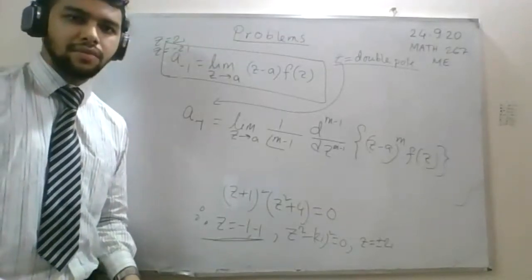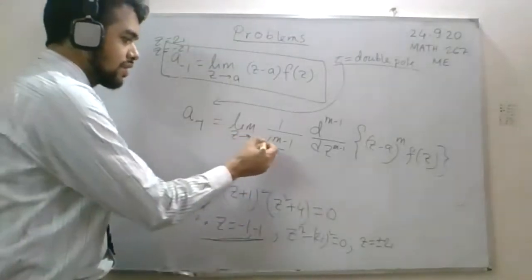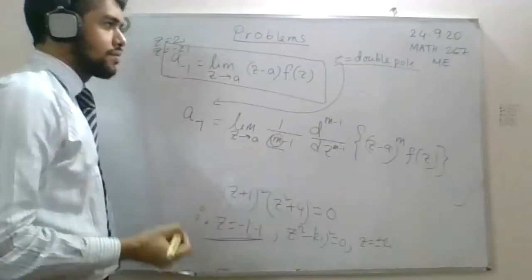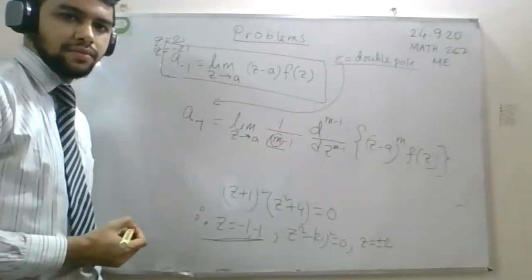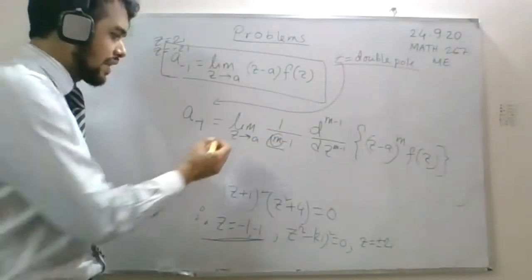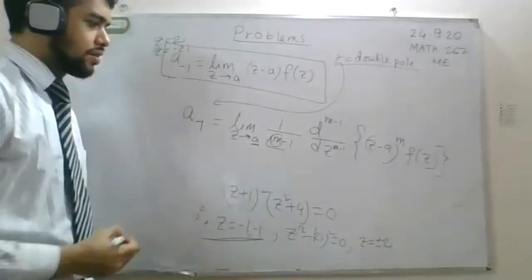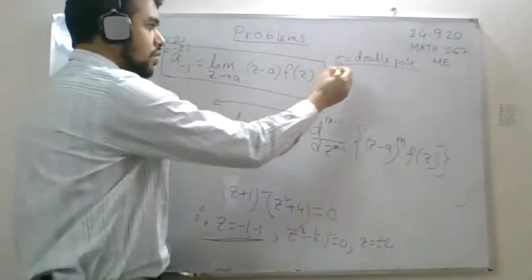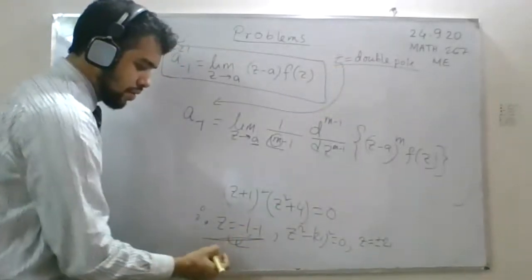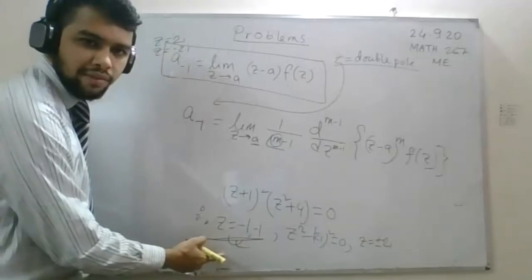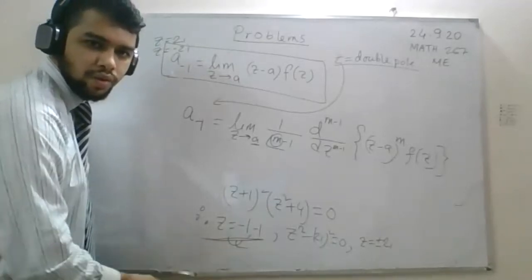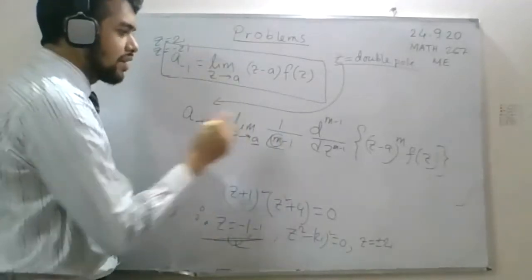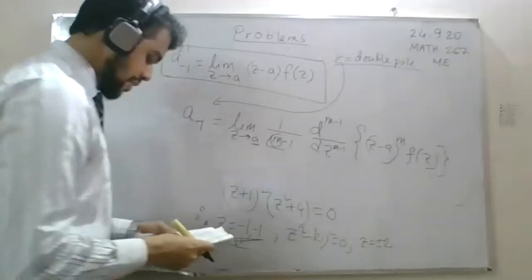Minus 1. What is the value of a? Not a. 2, sir. Yes. So here this is a double pole. That means the pole of order m, here m = 2. So that's why you have to use m = 2.